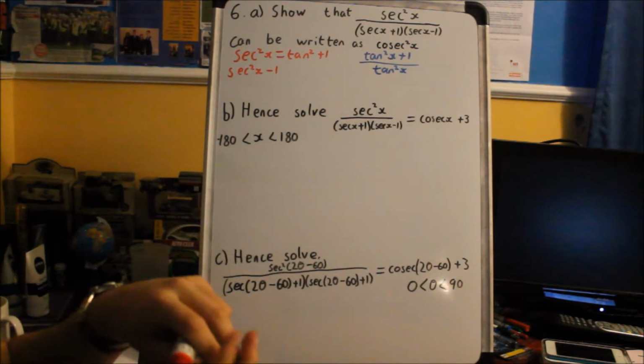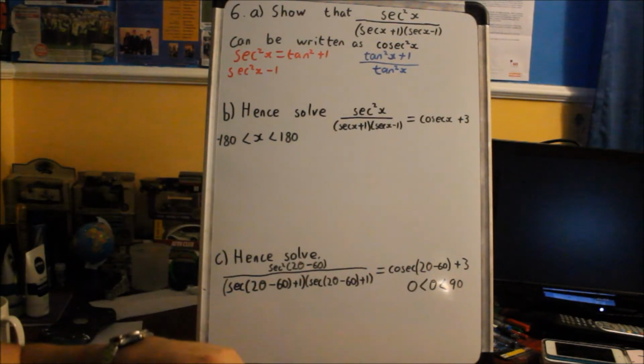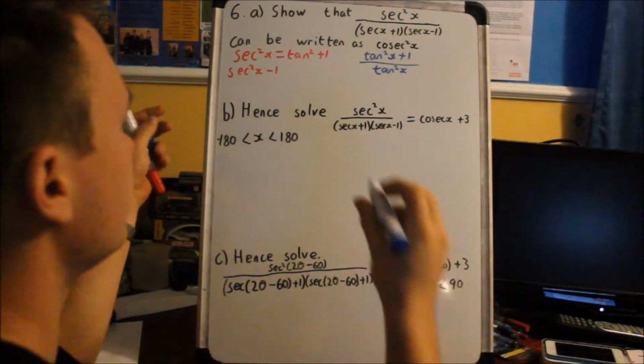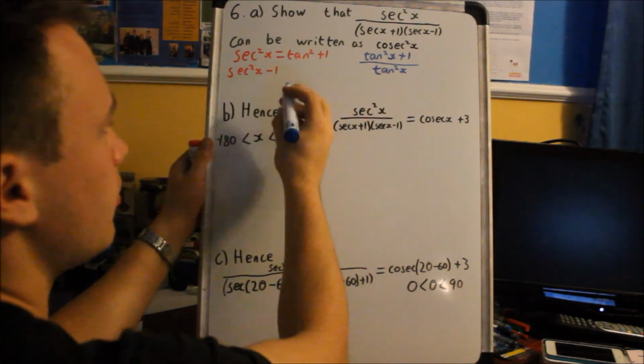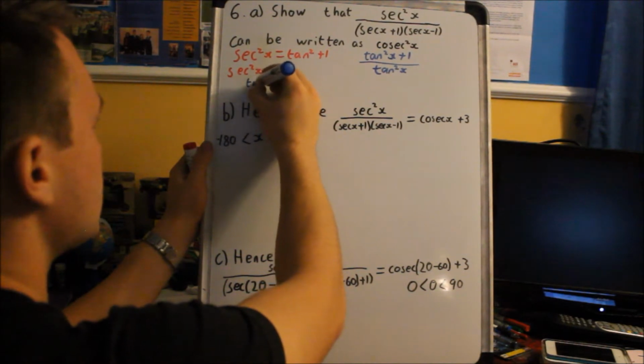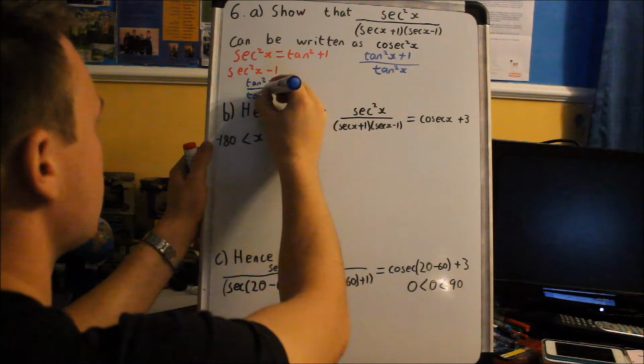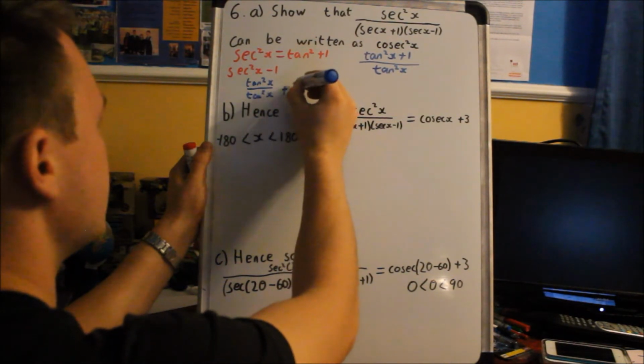So as this helps us, instead of it all being in terms of sec squared, it's now in terms of tan. Has that helped us if we need to get to cosec? Well, let's see what other rules we know. I'll bring this over here. We can break this up into tan squared x over tan squared x plus 1 over tan squared x.